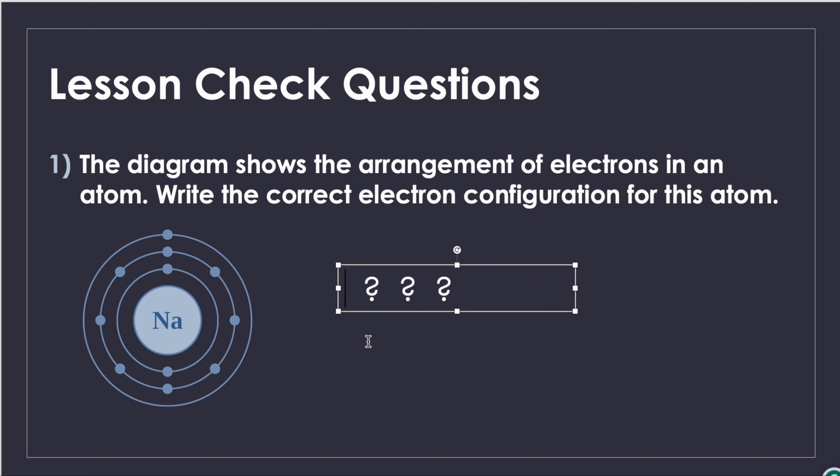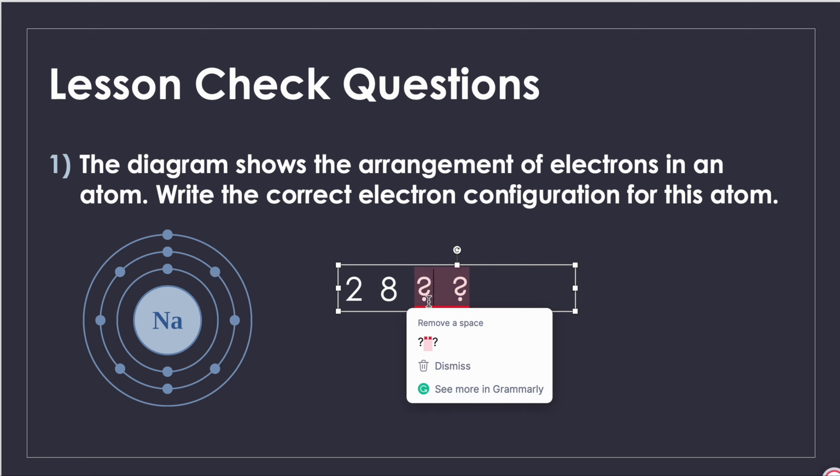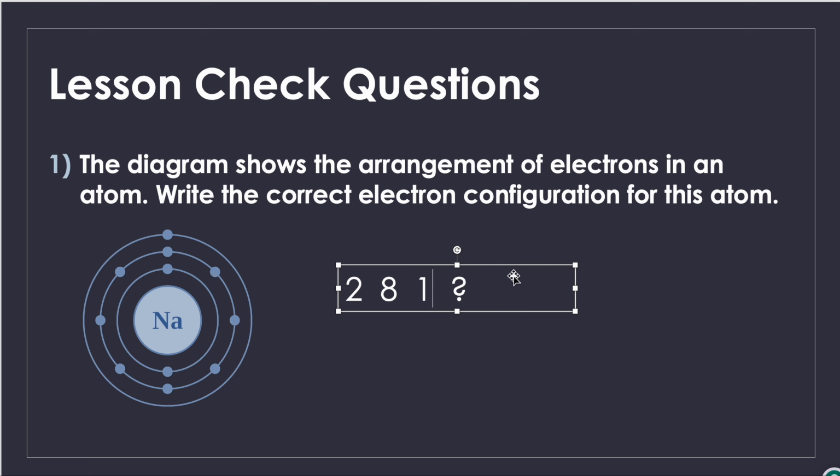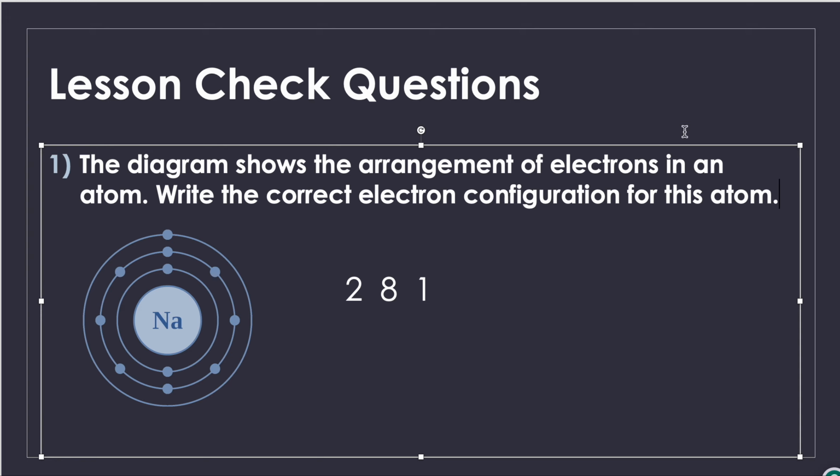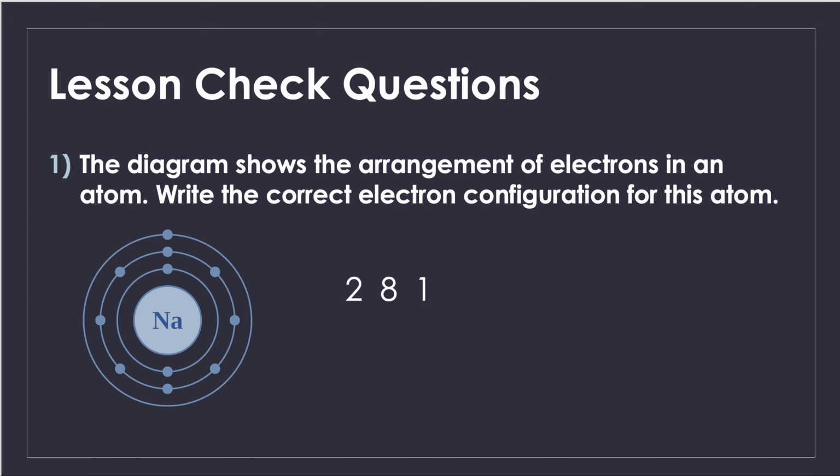In the first energy level, we have 2. In the second energy level, as you can see, we have 8. And in the third energy level, we have 1. We don't have a fourth energy level, so we don't have to draw it. So this would be the electron configuration for this element, 2, 8, 1, which is sodium.